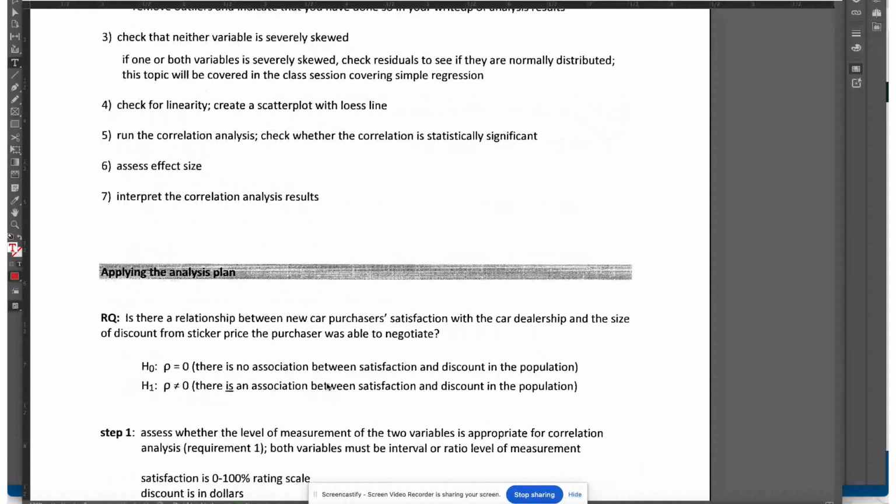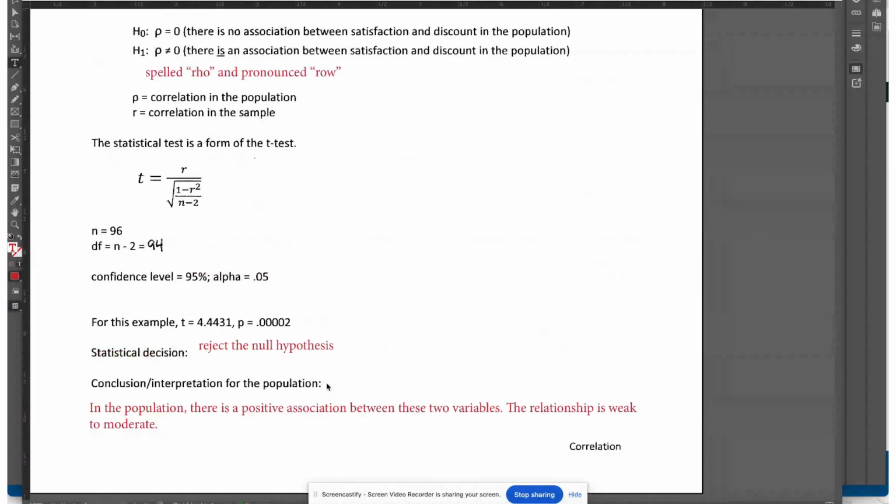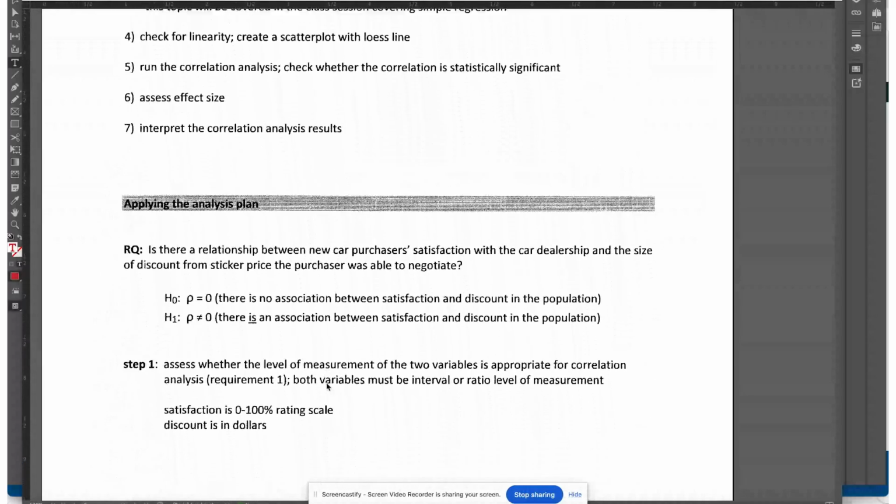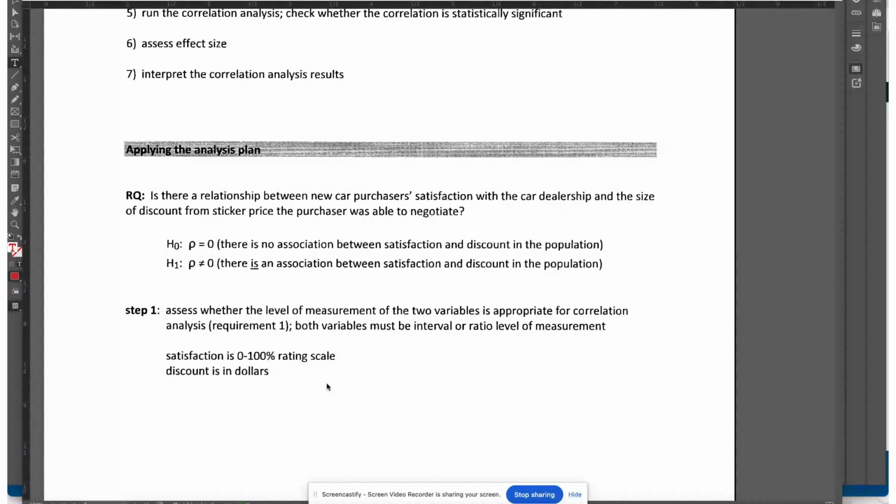Now let's apply the analysis plan to the example that we started in a previous video. You already saw this research question where we were interested in the relationship between satisfaction and discount. And here are our null and alternative hypotheses.